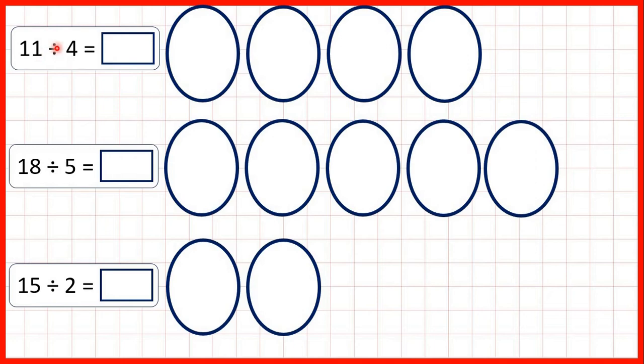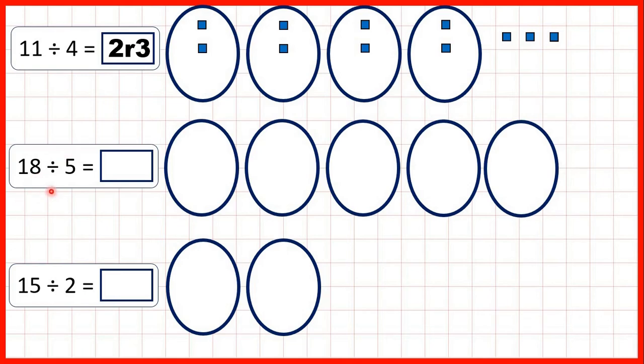So for 11 divided by 4, we can share out 11 counters between 4 groups. So 1, 2, 3, 4, 5, 6, 7, 8, 9, 10, 11. But remember, with division, we need our groups to be equal. So these 3 counters can't be shared out. That means that we have 2 counters in each group, and then 3 that can't be shared out. So that's why our answer is 2 remainder 3.